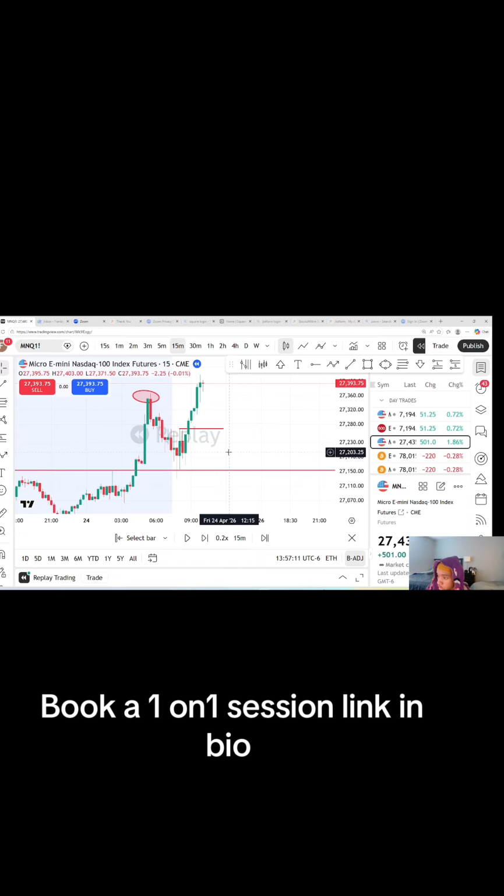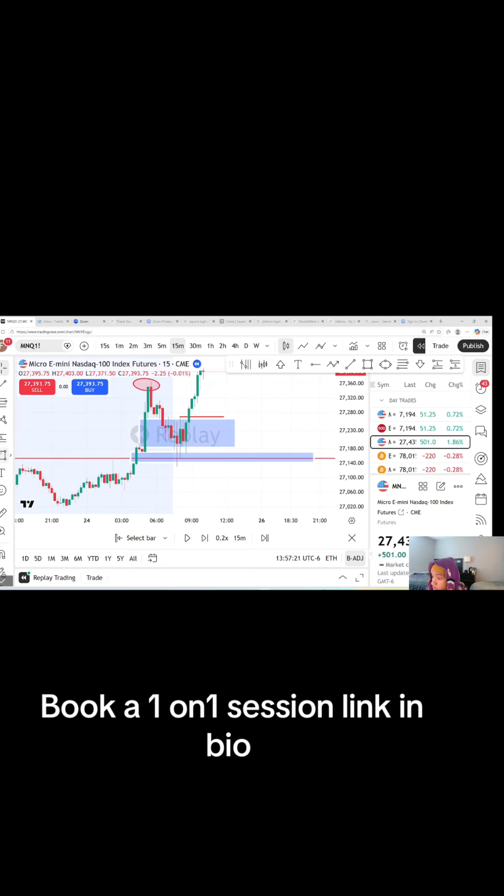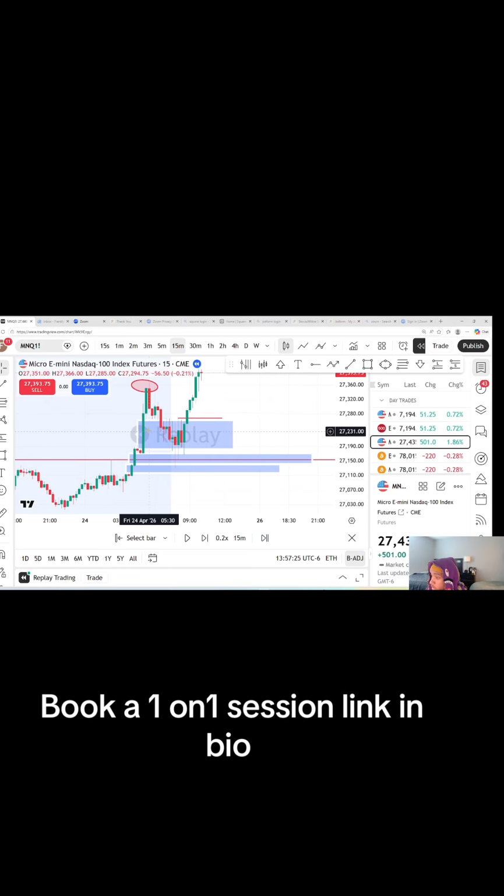Remember those 15-minute fair value gaps we were talking about? Here, let's get rid of this hour fair value gap so I can show you all the 15-minute fair value gaps that were created. This is a big 15-minute fair value gap. This right here is a 15-minute fair value gap. And this right here is a 15-minute fair value gap. All these gaps were tapped into, right?